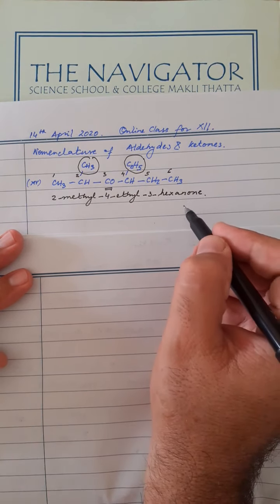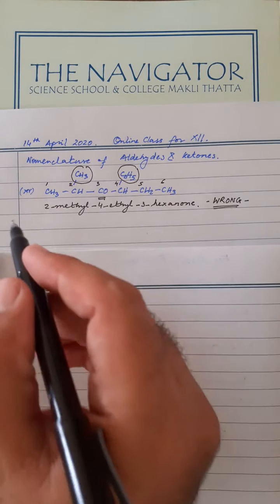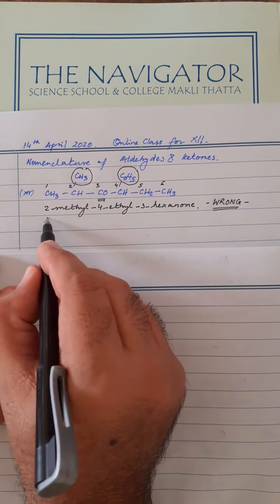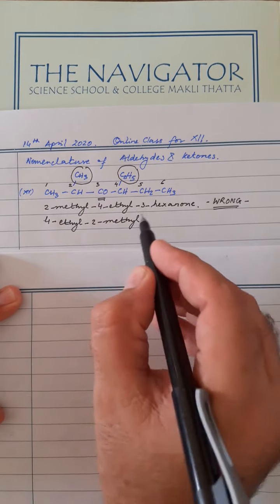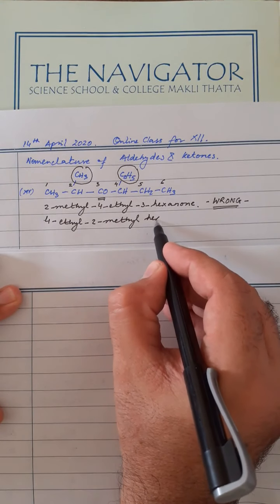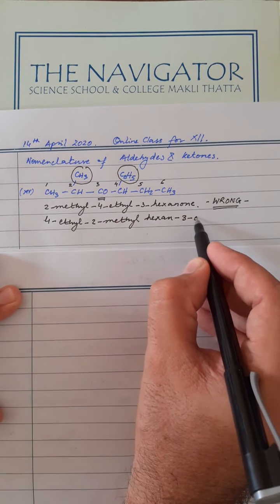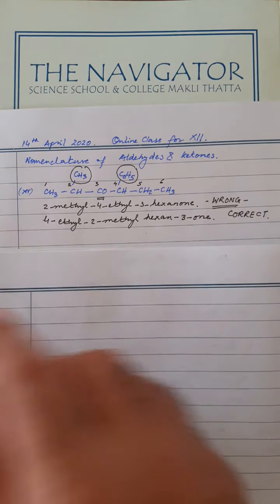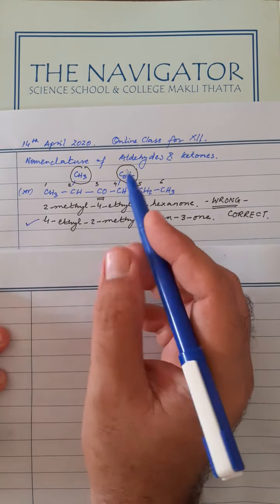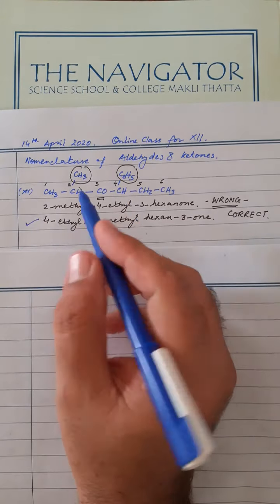Then what is the correct way? The correct way is basically this way. First you write the name of ethyl. Ethyl, 4-ethyl, 2-methyl, and then 3-hexanone or hexane-3-one. Now this is correct. Many of the students have done it correct. They have done ethyl before methyl and they have followed the actual way. But some students did this thing, so I wanted to correct it.